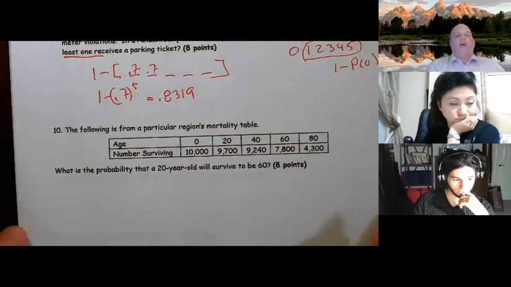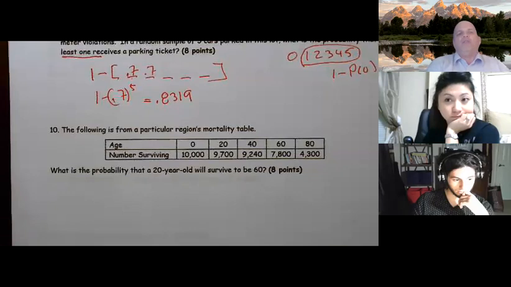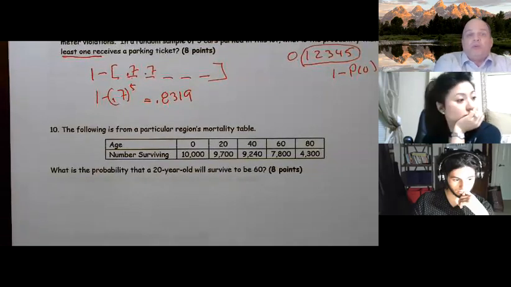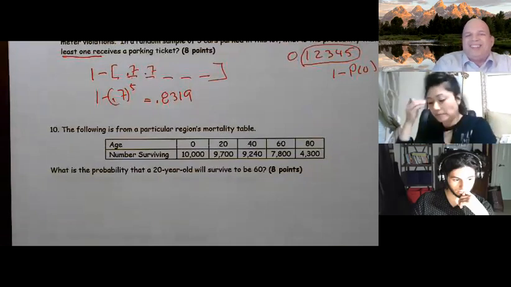All right, on number 10, the following is from a particular region's mortality table. Nice. Probably should change mortality tables during COVID. That's probably not the best problem. So what is the probability that a 20-year-old will survive to be 60?